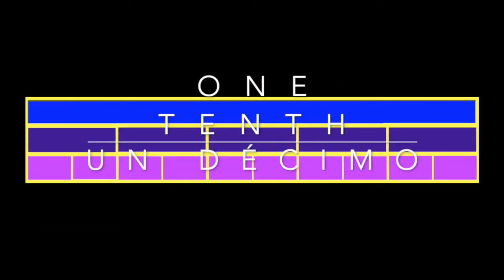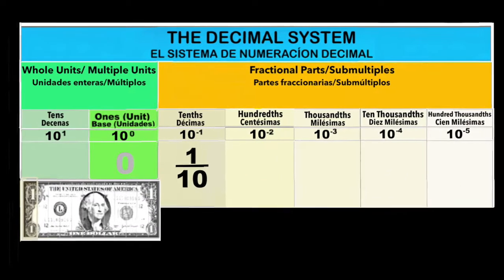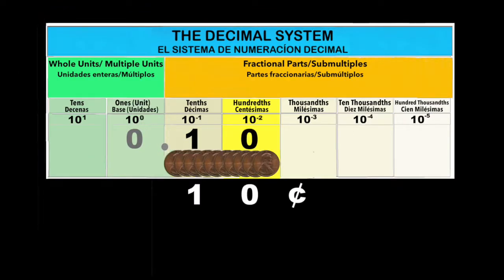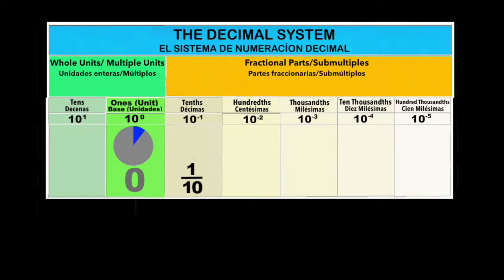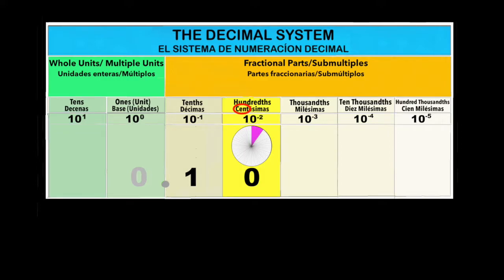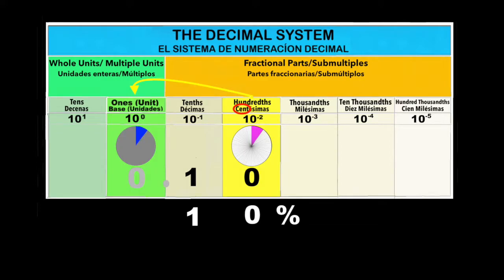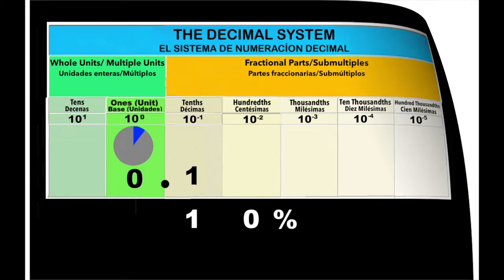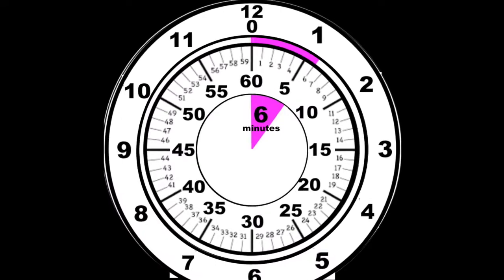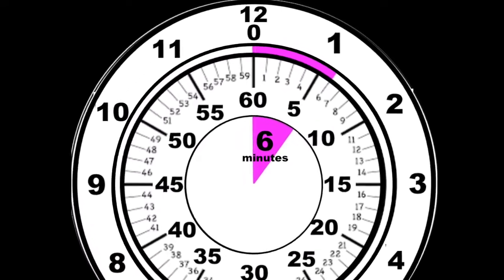$0.1 of a dollar, 1/10, 10 hundredths, 10 cents. 1/10, 10 hundredths, 10%. 36 degrees, 6 minutes.